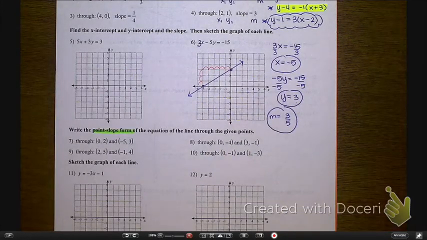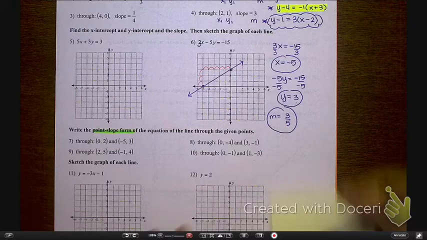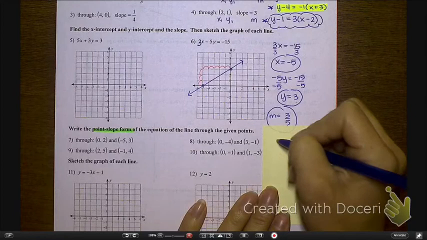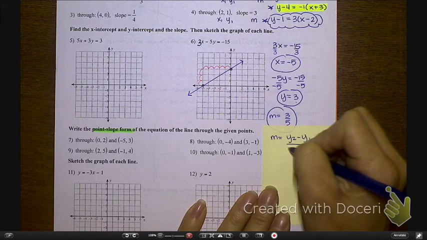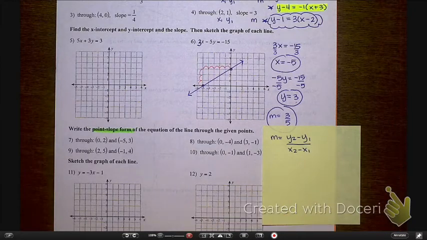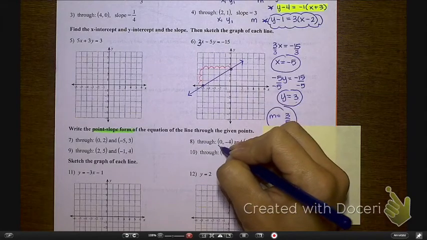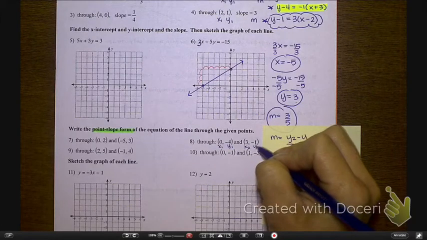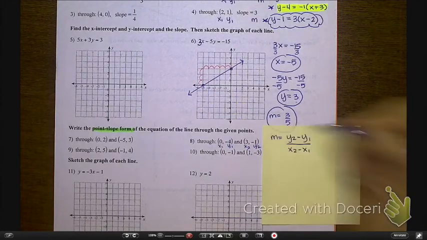No. So what do we need to do to find our slope? What are we going to do? Good. Okay, we're going to use the slope formula. The slope formula is y2 minus y1 over x2 minus x1. Okay, so let's go ahead and plug in these values. Now, this one here will be my x1 and my y1, and this would be my x2 and y2. Okay, so I'm going to go ahead and plug in each of those to find the slope.